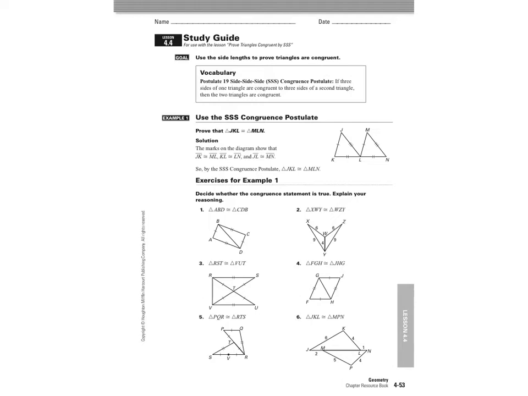Keep in mind that stating the given in your proof is worth points, so do not leave it out. And then another little hint, remember the last statement of your proof is what you're trying to prove, and the way that you will prove it is using one of the 5 shortcuts. That will be your last statement.